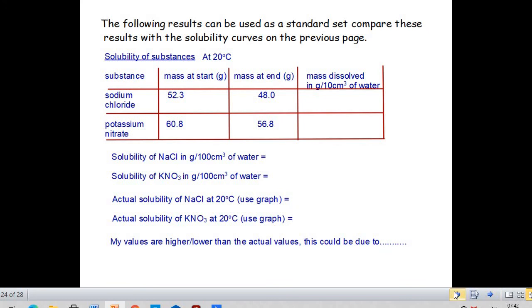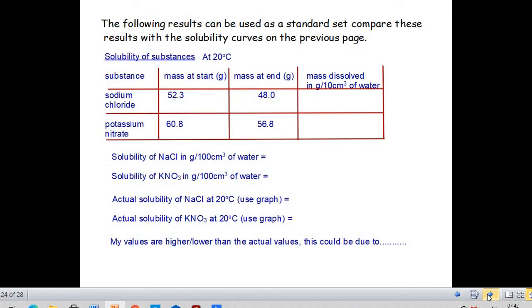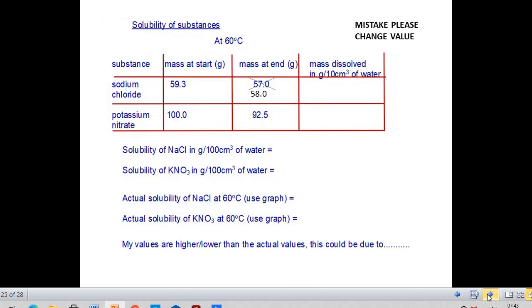And so on the graph, what you do is you go across to 20, draw a line up. You can use that with a pencil and ruler, read across. Draw a line up and read across. And you will get values, and I want you to work out whether the values from the table are higher or lower than the actual values. And then I want you to do exactly the same for 60 degrees.